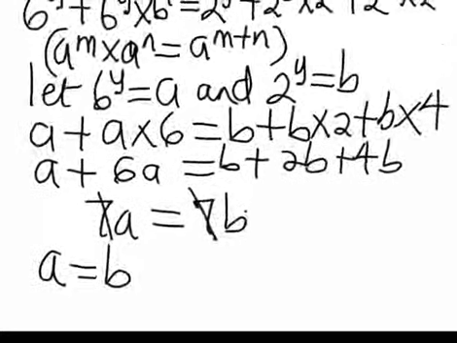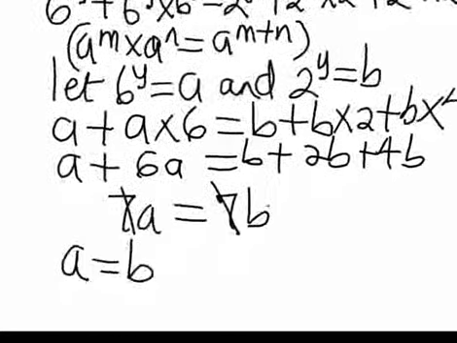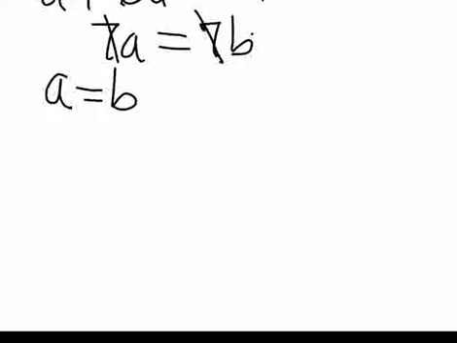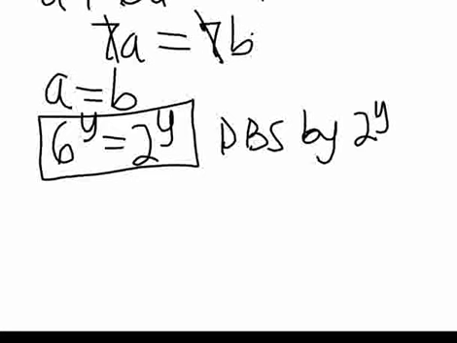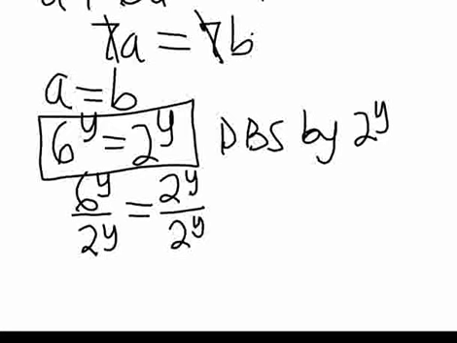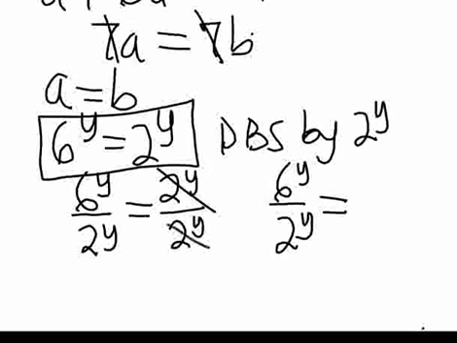Now recall that a is what? 6 raised to power y, and b is 2 raised to power y from the previous step. How do we then solve this? Let's divide both sides by 2 raised to power y. You can decide to divide both sides by 6 raised to power y, you will still get the same thing. So 6 raised to power y is divided by 2 raised to power y, and here we have 2 raised to power y divided by 2 raised to power y. So this leaves 6 raised to power y over 2 raised to power y equals 1.